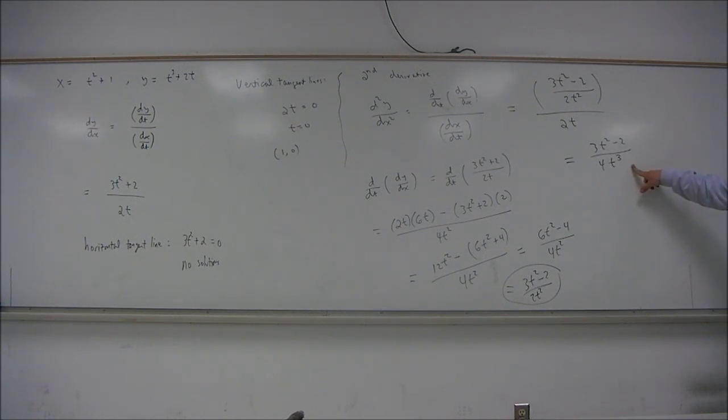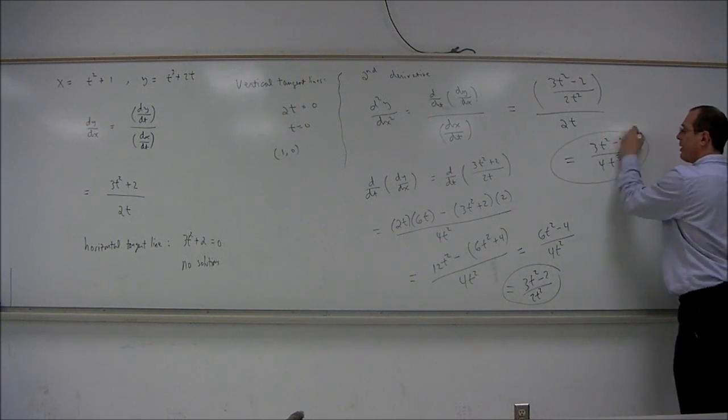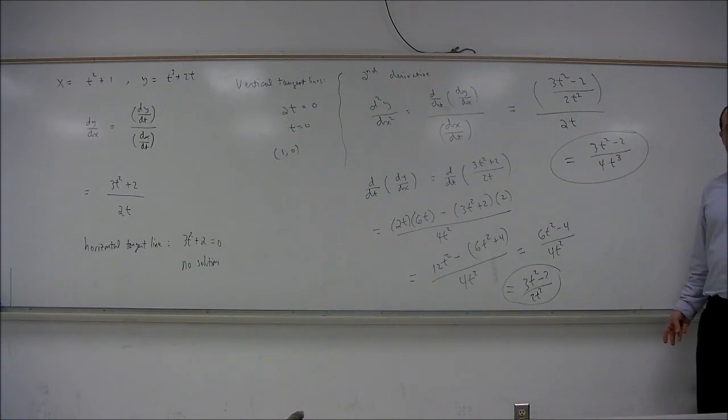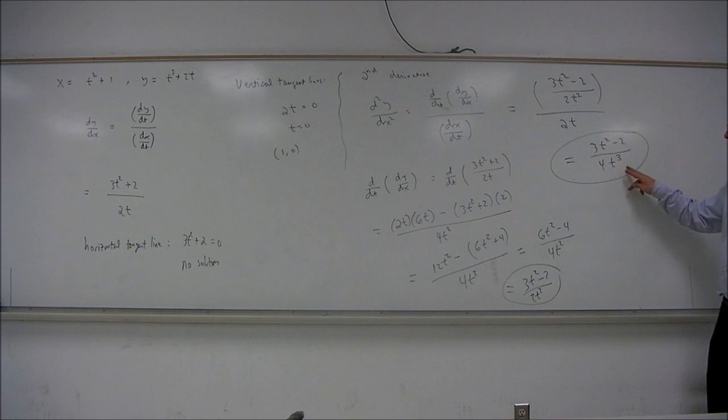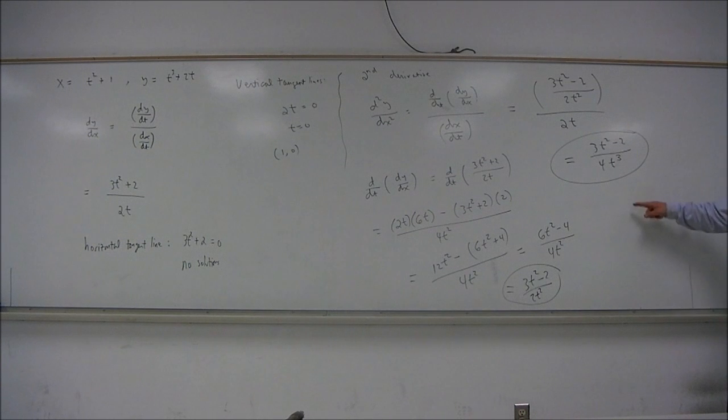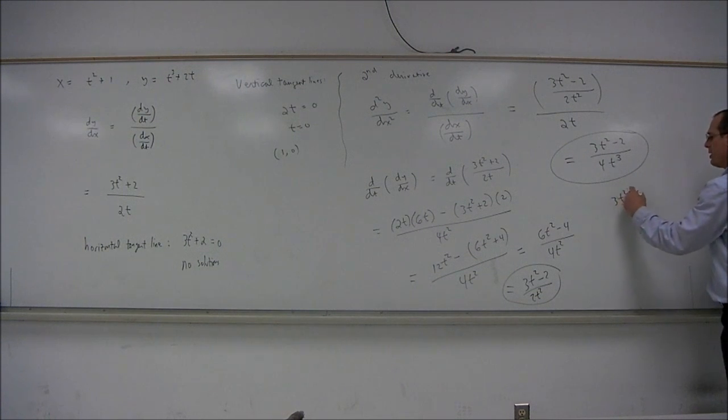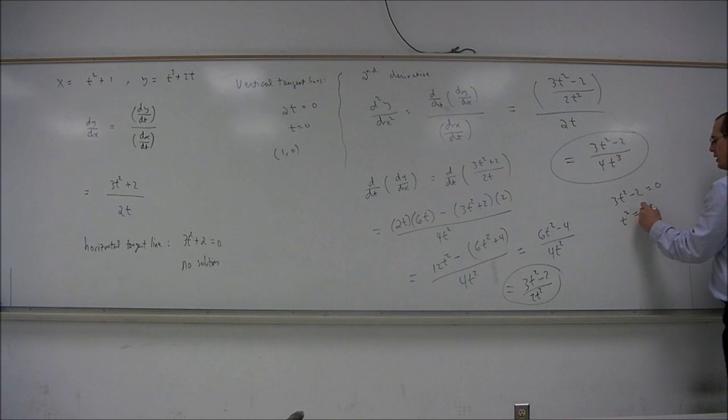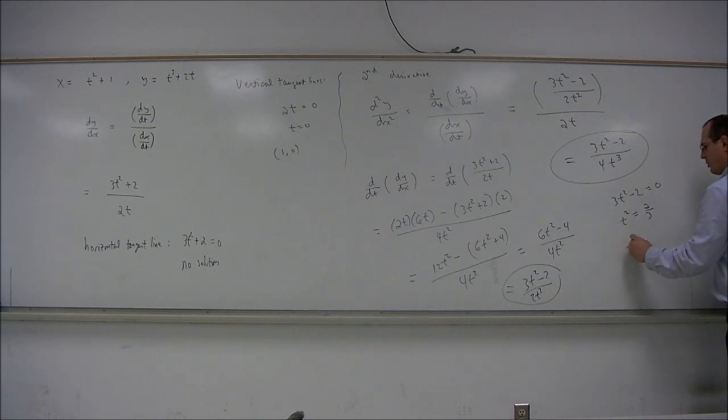So there's a look at our second derivative. The usefulness of this is when the second derivative is positive, then the curve is concave up. And when the second derivative is negative, the curve is concave down. So let's take 3t squared minus 2 and set that equal to 0. t squared is equal to 2/3. So t could be plus or minus the square root of 2/3.